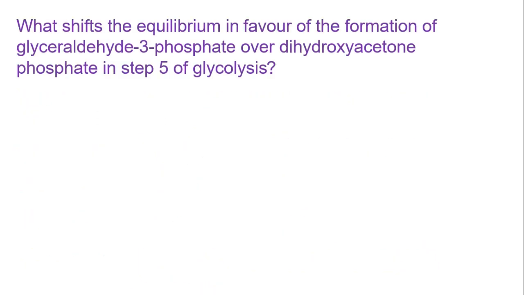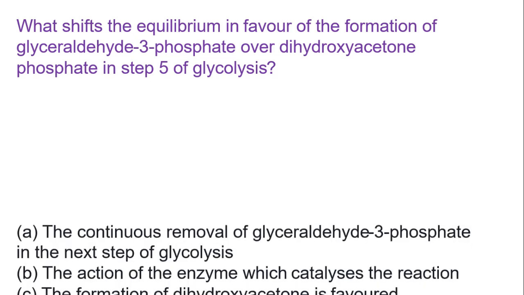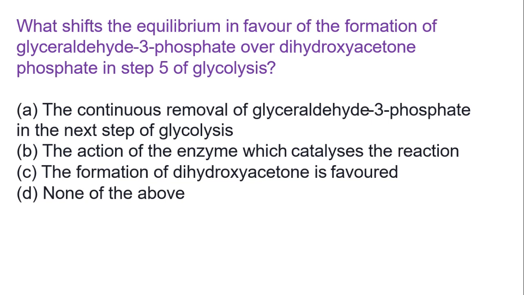What shifts the equilibrium in favor of the formation of glyceraldehyde 3-phosphate over dihydroxyacetone phosphate in step 5 of glycolysis? A, the continuous removal of glyceraldehyde 3-phosphate in the next step of glycolysis. B, the action of the enzymes which catalyze the reaction. C, the formation of dihydroxyacetone is favored. D, none of the above. The answer is A, the continuous removal of glyceraldehyde 3-phosphate in the next step of glycolysis.